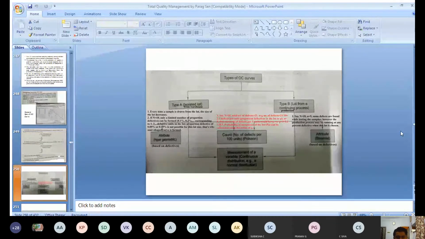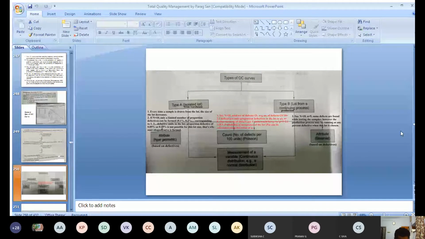Okay, so it guarantees first come first served, like this case. But type A does not guarantee first come first served. So type C, there is another type of operating characteristic curve. Basically, type A and type B are dealing with defectives.